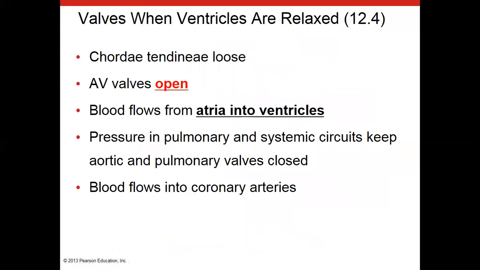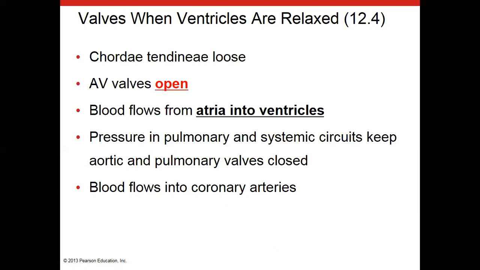When the ventricles are relaxed, the chordae tendineae are loose and the atrioventricular valves are open. Blood flows from the atria to the ventricles, and pressure in the pulmonary and systemic circuits is what keeps the aortic and pulmonary semilunar valves closed. So while the ventricles are relaxing, they're filling with blood. It's really important. The AV valves are open, letting blood flow from the atria into the ventricles. But the semilunar valves are closed at that time, so blood doesn't continue right through the heart and make it less efficient.